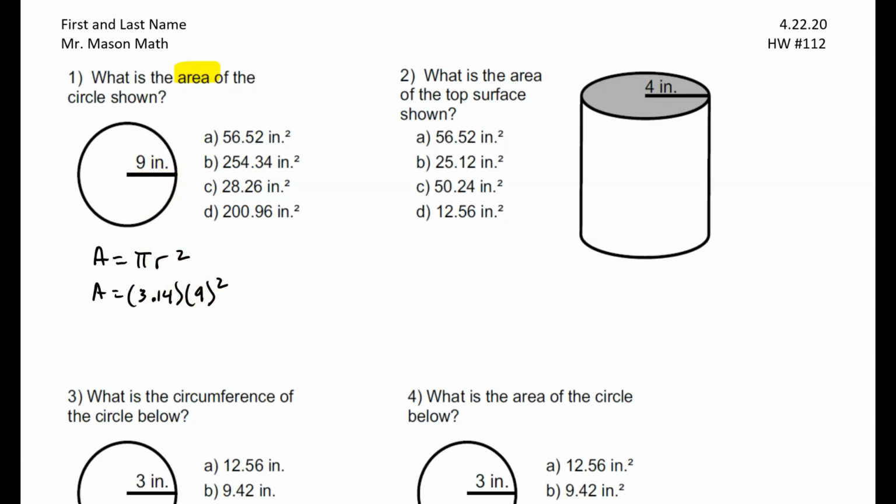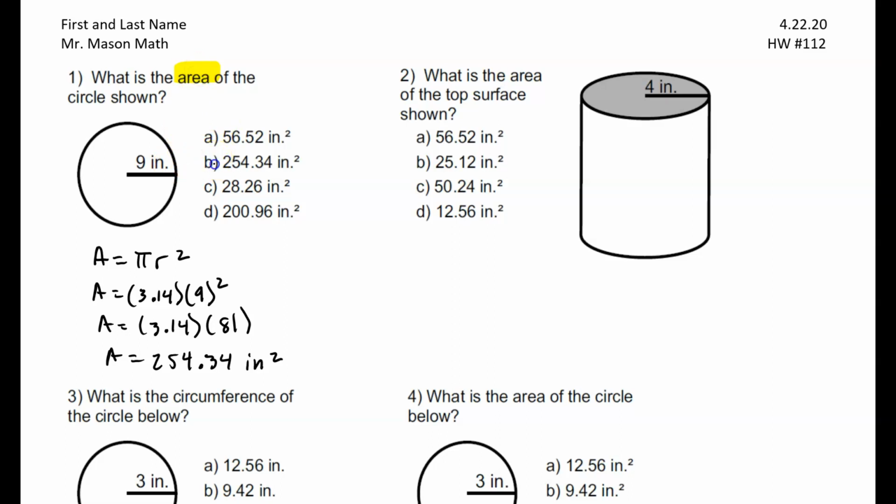Let's do some math. So A is equal to 3.14 times 81, because that's what 9 times 9 is. That is not 9 times 2, it's 9 times 9. 3.14 times 81 gives us our answer: 254.34 inches squared. Why are the inches squared? Because we're working with area. Units are always squared with area.